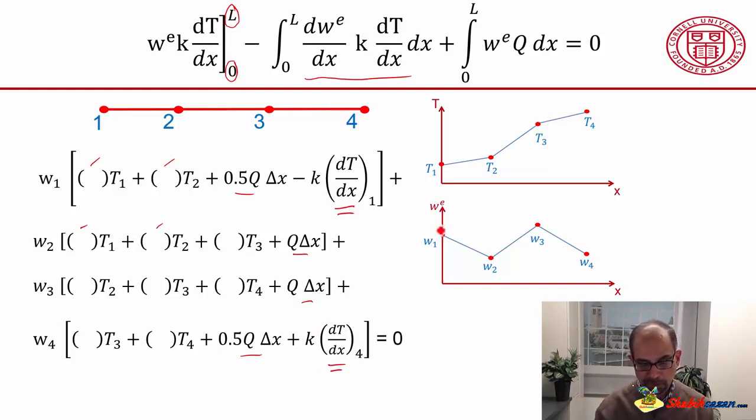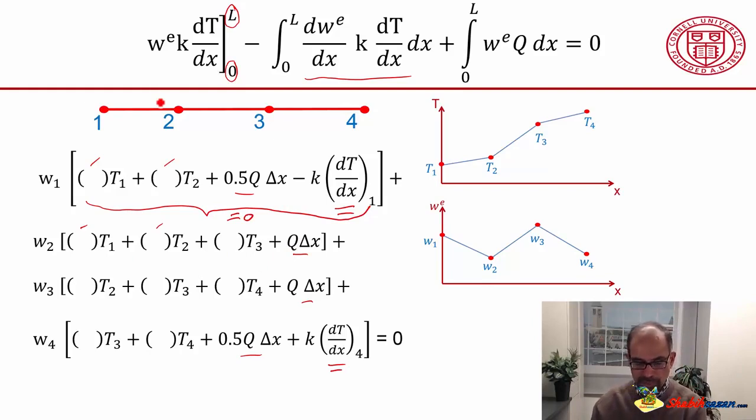As I've talked about before, these weights are arbitrary, so we want this to be satisfied for any arbitrary choice of the weights, and the only way we can do that is to set each of these to be 0 individually. So we have to set this to be equal to 0. That'll give us the equation at node 1. Similarly, that to be 0, and that'll give us the equation at node 2, and so on.